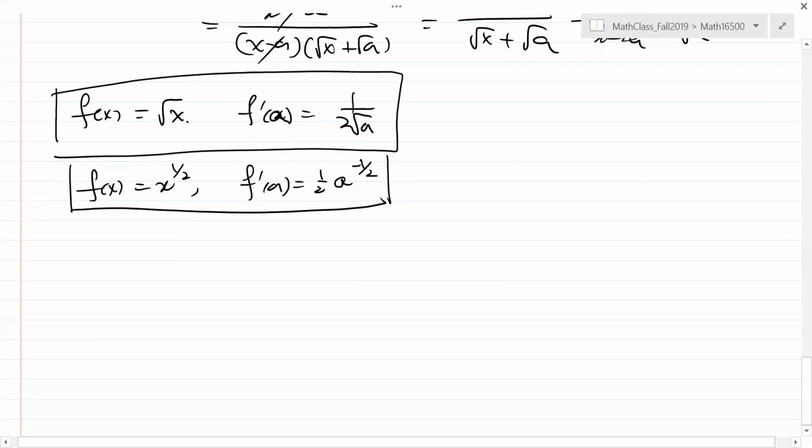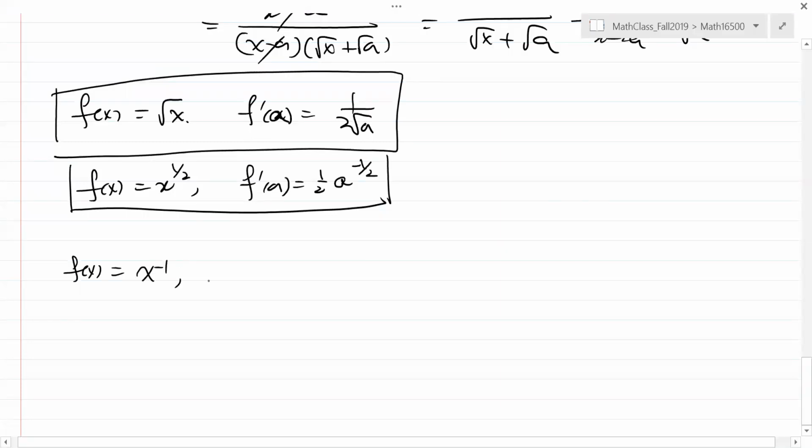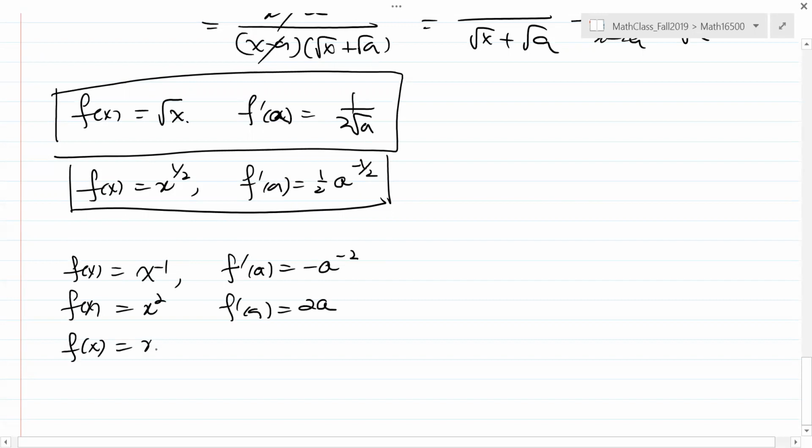So now we stop here. We look at what we got. If f(x) equals 1/x, no, we use the notation for a function. Then you get, right? If f of x is x squared, then you get twice of a. If f of x equals x to the 1/2, you get 1/2 a to the negative 1/2.